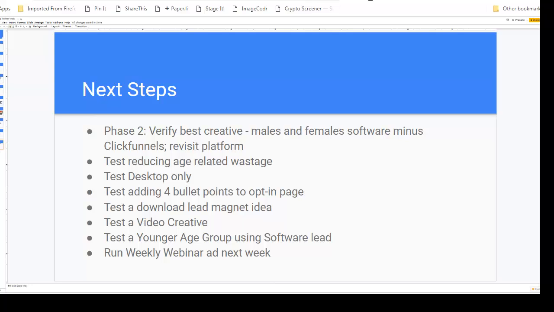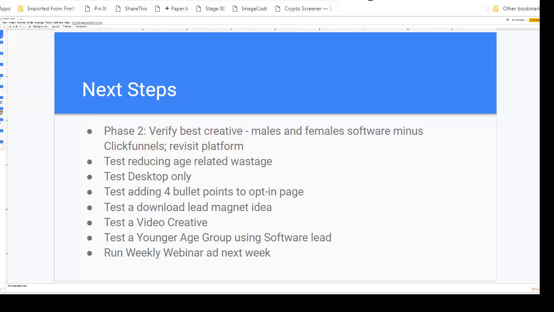Test a younger age group using the software lead. So I am going to widen this group to test out whether a younger group will actually work. So thinking 35 to 50. So the next group of people under, just because they may be more inclined to start thinking about starting a business rather than the older types.